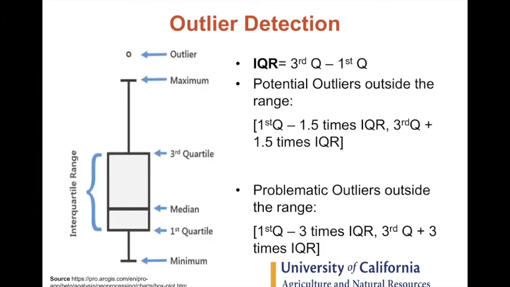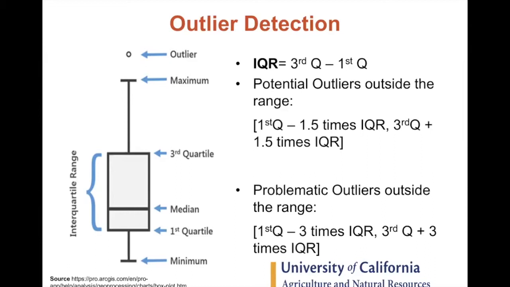In the next slide, you can see an example of a box plot. A box plot divides the observations into 4 equal groups. Then you have a minimum, the first quartile, the median, the third quartile, and the maximum value. The difference between the first quartile and the third quartile is called the interquartile range. This interquartile range usually helps us to determine whether the outlier is a potential outlier, or is something problematic.